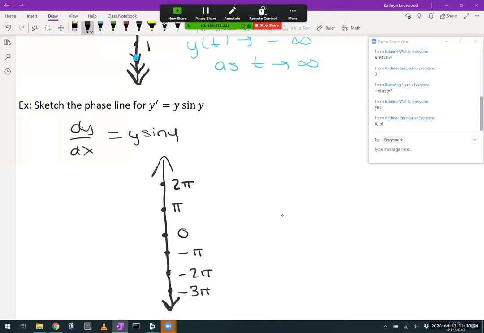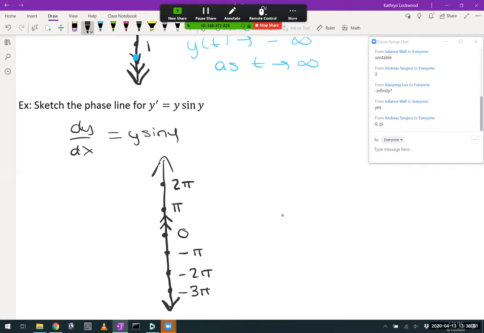Now let's look at what's happening in between. Starting with the interval 0 to pi. If I plug in something between them, like pi over 2, y is positive and sine y is positive. I'm looking at the top half of the plane. So together, the product is positive and our function's increasing.